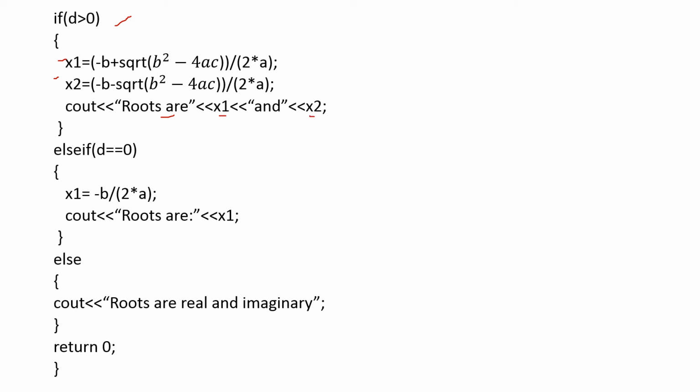Else if, that is, if this is wrong, it will come over here in this branch, and the roots x1 is equal to x2 is equal to minus b by 2a will be displayed. So if both of these situations are false, it will come to the else case. In this, it will print roots are real and imaginary. So that's all about the quadratic equation.